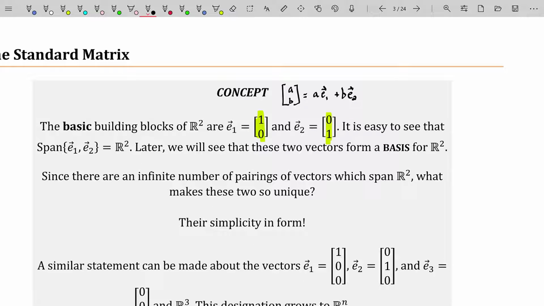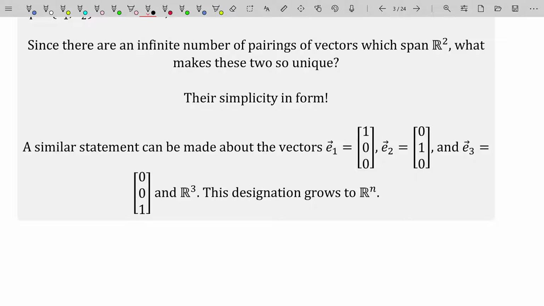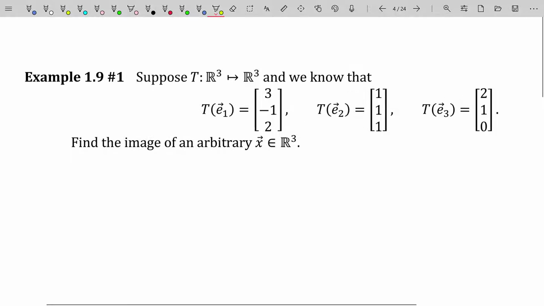Their simplicity in form. By the way, a similar statement can be made about vectors e sub 1 in R cubed, which is (1, 0, 0), e sub 2 in R cubed, which is (0, 1, 0), and e sub 3 in R cubed, which is (0, 0, 1). Those three vectors will build any vector you want in R cubed. And obviously, you can grow this to n-dimensional vectors, and you can have n of them, and they would span Rn. So let's use this in an example, and you may not think that you're going to be using that, but it actually is true that you're going to be using that.